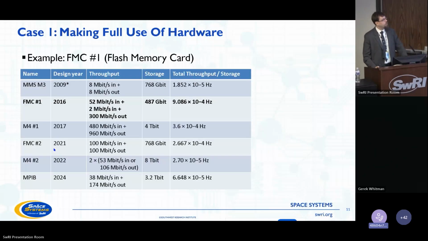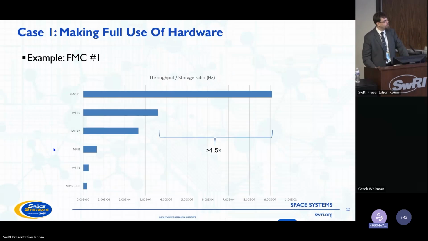Here's the table I had earlier on of a couple missions from SwRI, or a couple products from SwRI, and I've divided the total throughput by the total storage. So that last column is now sort of a measure of how much we're making each byte work for throughput, how often we would be cycling through it if we were just continually running at fully supported throughput. And one of those numbers is a lot larger than the others, but if it's just written out in scientific notation like this, it's not quite visible. So here it is as a visual representation.